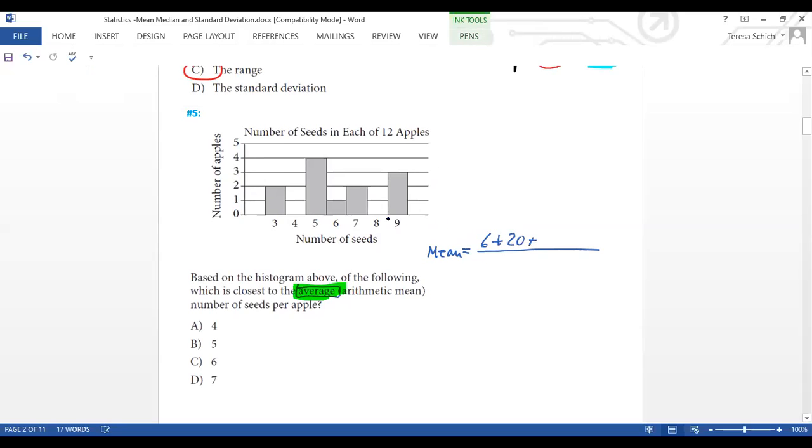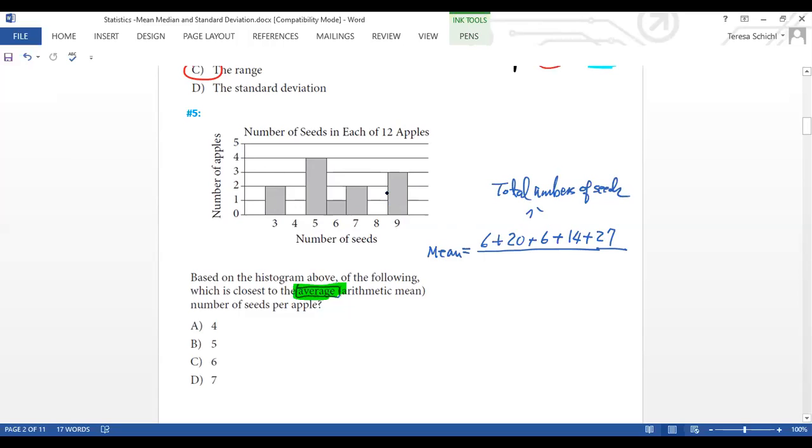20. How many apples have 6 seeds? It's 1, right? So that's 6. How many apples have 7 seeds? 2 apples. So total seeds is 14. And how many apples have 9 seeds? 3. So total is 27. So this is the total number of seeds, right?